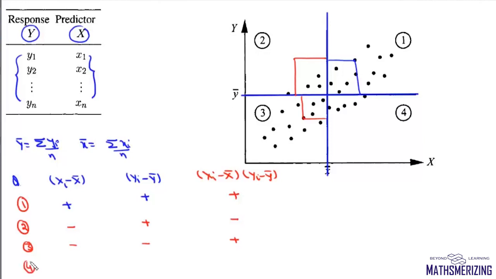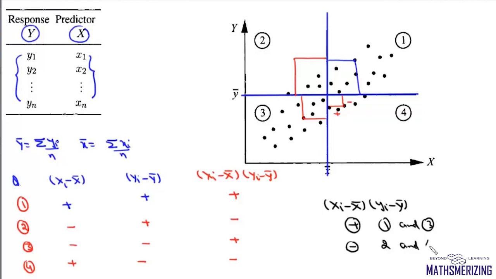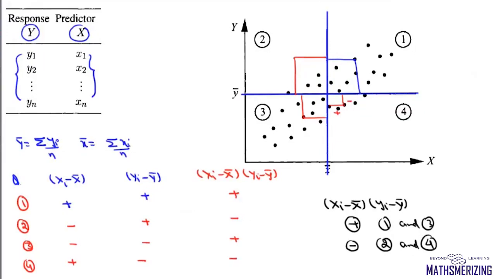And if we consider the fourth quadrant, in this quadrant xi minus x bar will be positive, but yi minus y bar will be negative. So this is positive and this is negative, so this value will be negative. So if we consider this product xi minus x bar into yi minus y bar, it will be positive in the first and third quadrants and will be negative in the second and fourth quadrants.